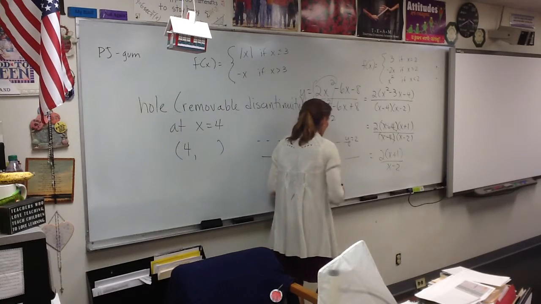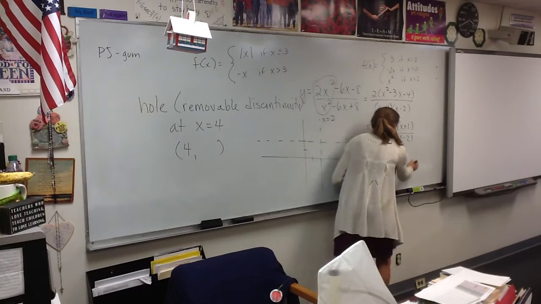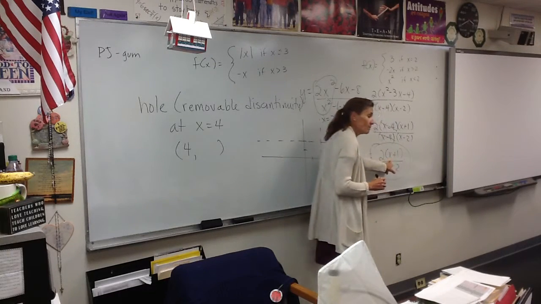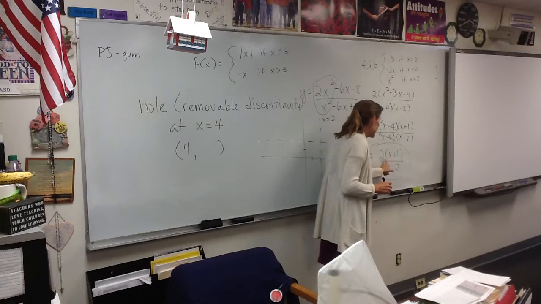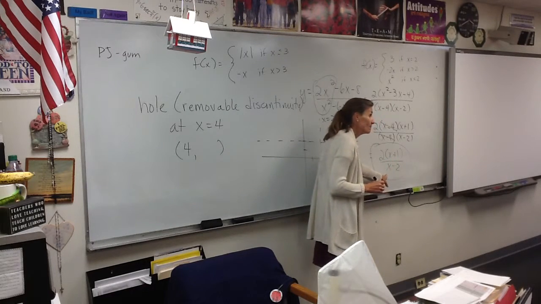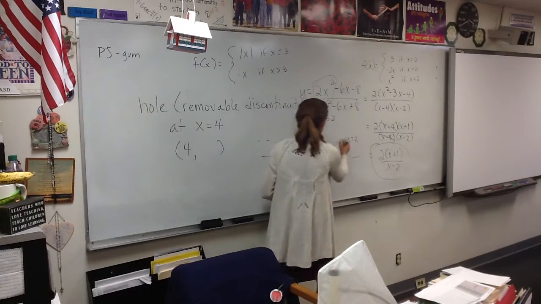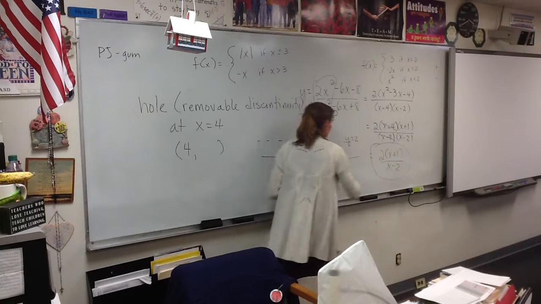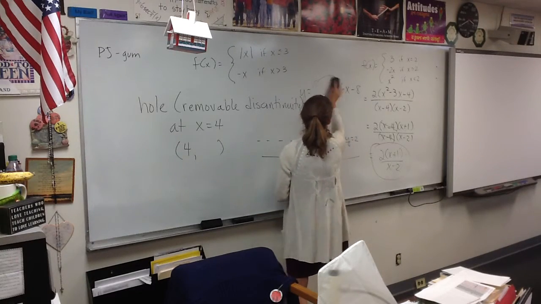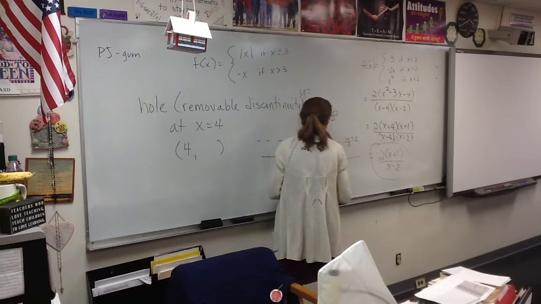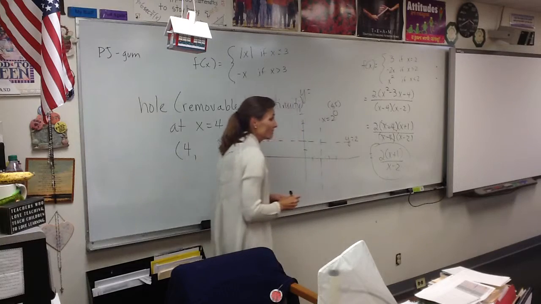Well, where do I put that point? What would the y coordinate be? Well, come back to your problem. What do you get if you put 4 in? 10, 5? So you have a hole in your picture at 4, 5. I'm going to go ahead and erase the original problem. So I have a hole in my picture at the point 4, 5.